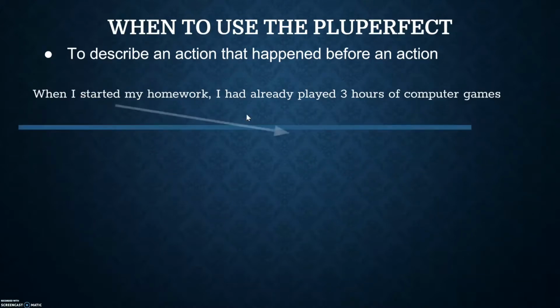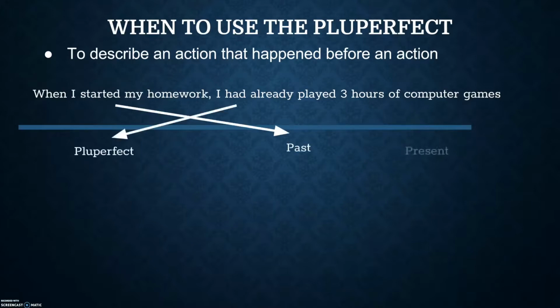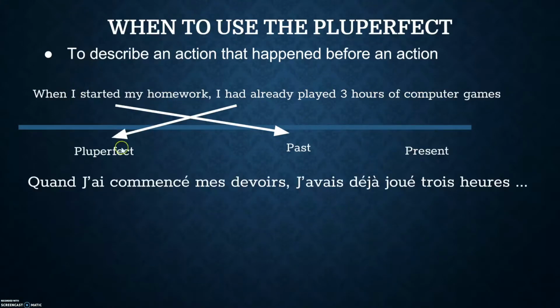So let's get a timeline now. So when I started my homework was an event in the past. I had already played 3 hours of computer games. This action of playing 3 hours of computer games happened before this event. And that is why I use the pluperfect. It's to describe an event, i.e. playing 3 hours of computer games, that happened before an event, i.e. when I started my homework. Another example is quand j'ai commencé mes devoirs, j'avais déjà joué 3 heures.